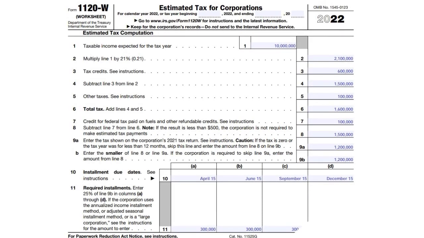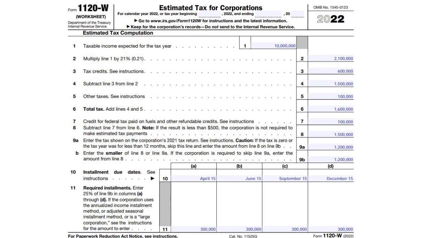So I want you to look right now at how Form 1120W actually looks. We're speaking about the estimated tax for corporations. What you want to do here is put the exact dates and year. And on line one, you have to put the taxable income expected for the tax year. Of course, we're speaking here about tax year 2022.